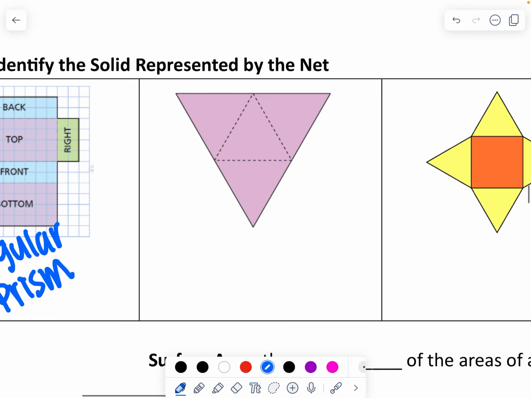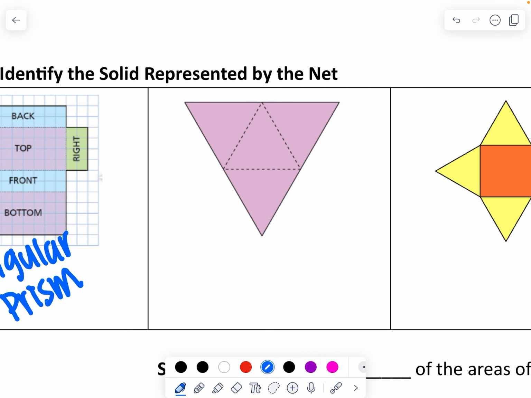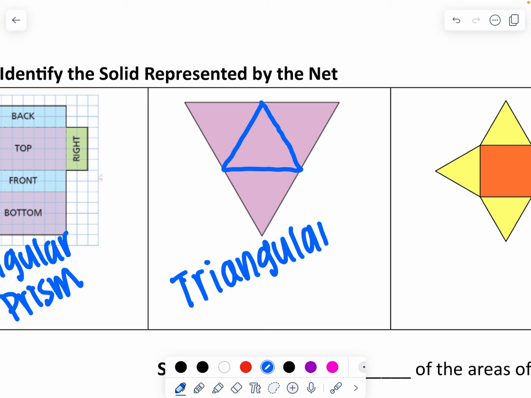And then this one, we can see this would be the base, and it's a triangle, so that means triangular. And then if you folded those up, the other three faces, they would come to a point. So that would mean it's a triangular pyramid.